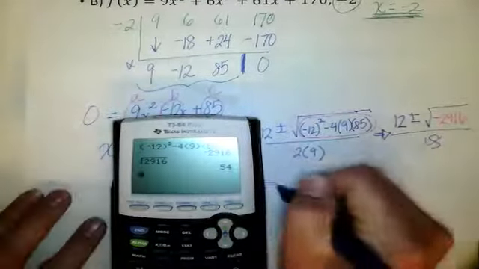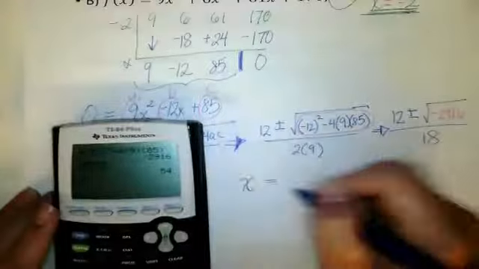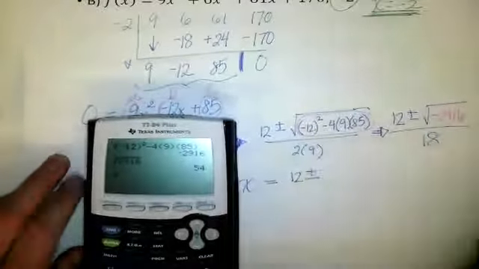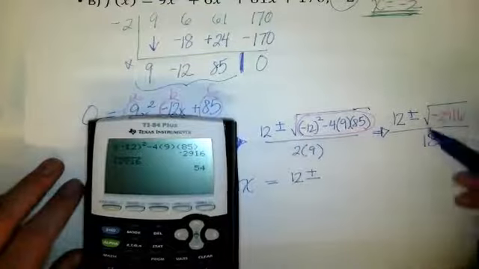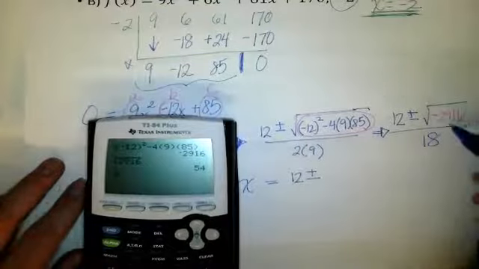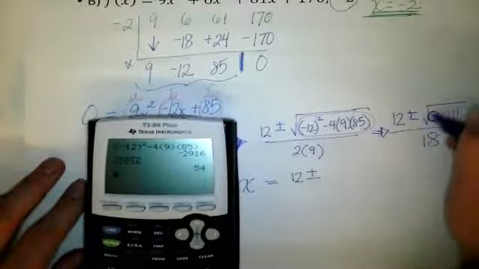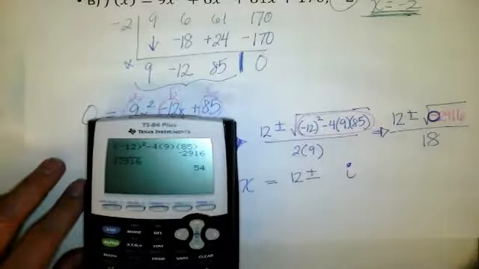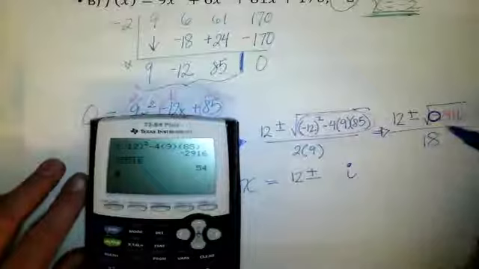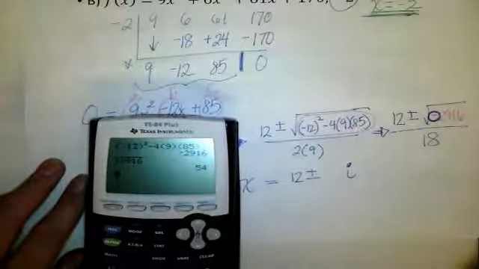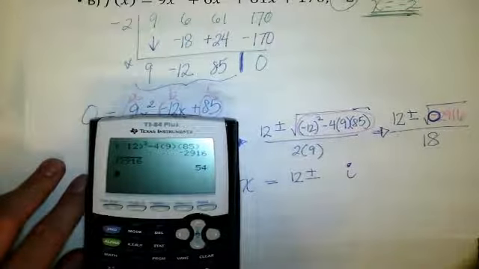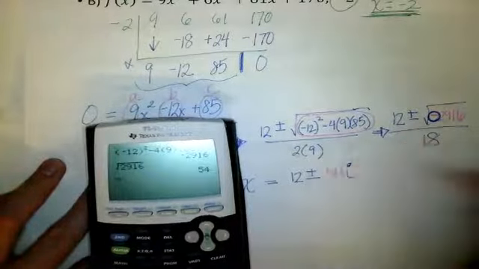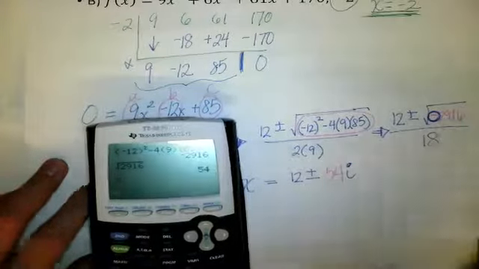So I'm going to go ahead, say x equals 12 plus or minus. Now, we have to clean up the square root of negative 2916. What's the square root of a negative give us? Imaginary. You can get imaginary solutions. And what's the square root of 2916? 54. Yeah, our calculator told us that. So we get 54i for cleaning up that radical.